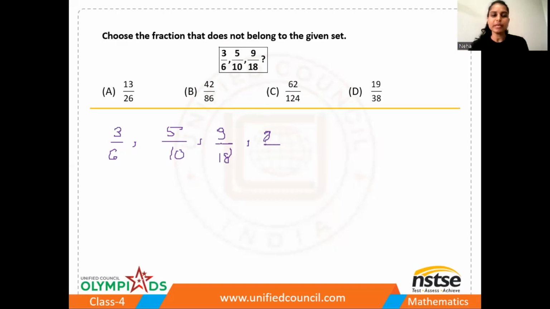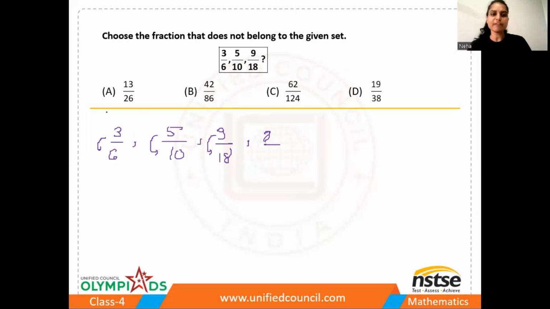So basically, I can say that this is a series, right? And we have to find which term will come after 9 by 18. One thing I can see here is that 3 times 2 is 6, 5 times 2 is 10, 9 times 2 is 18. So the denominator is twice the numerator, right? The denominator is twice the numerator.